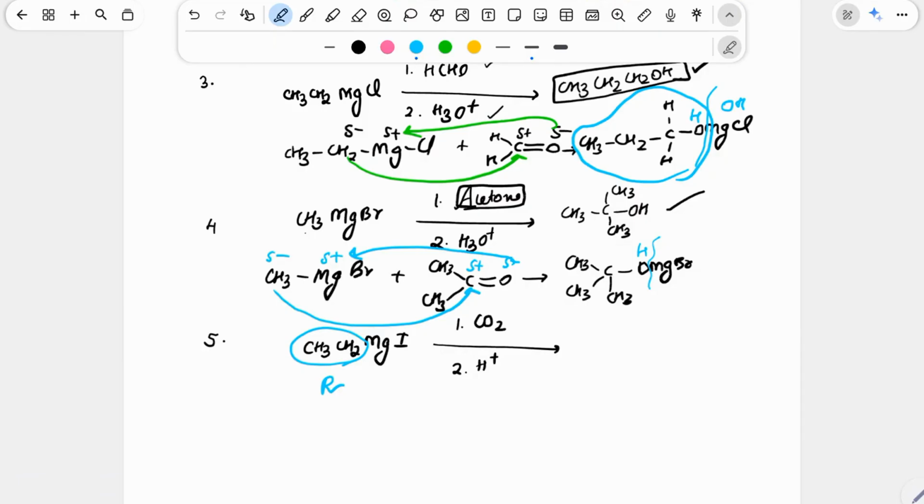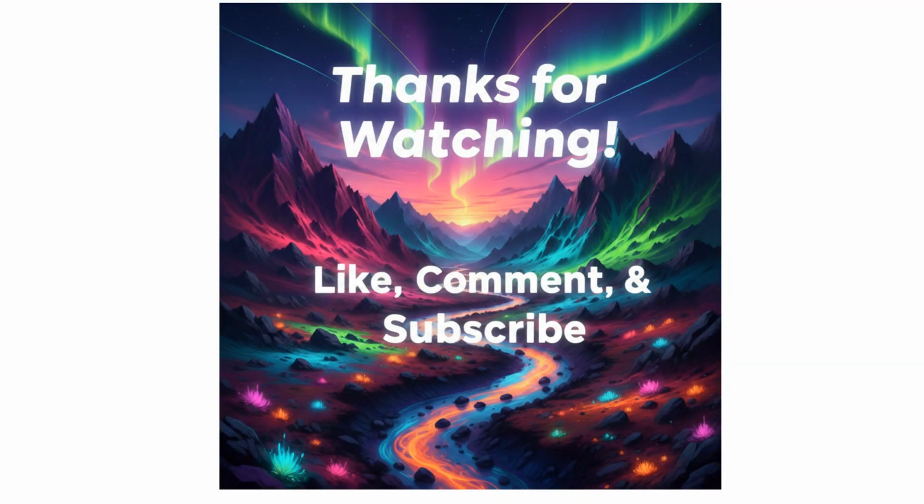Next case, this is our R. Remember, when it is combined with CO2, we will get COOH. So you can directly write the product. With this R, COOH, we can get propanoic acid. So like this, we can prepare all kinds of alcohols, aldehydes, ketones and carboxylic acids using this very important chemical called Grignard reagent.